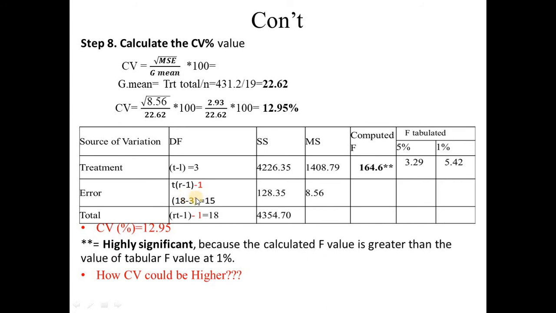Therefore 16 minus 1 is 15. We can also calculate it as the total degree of freedom minus the treatment degree of freedom. The total degree of freedom is 18 minus the treatment degree of freedom 3. So in both cases we get a similar value of 15. That means we can get it in two ways.